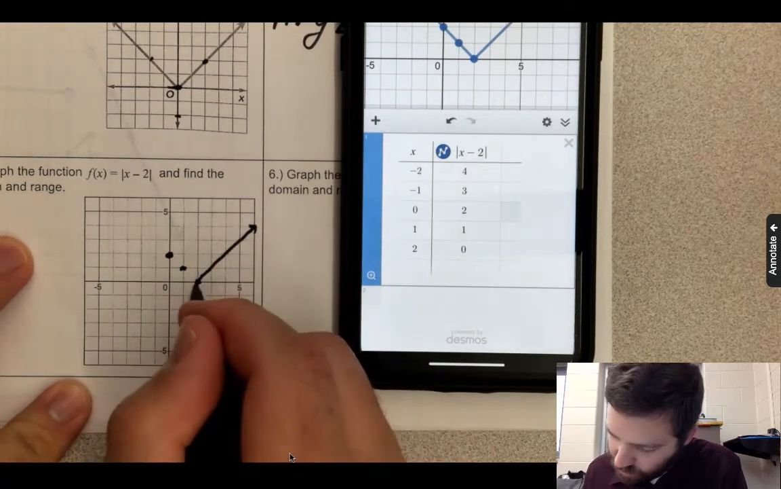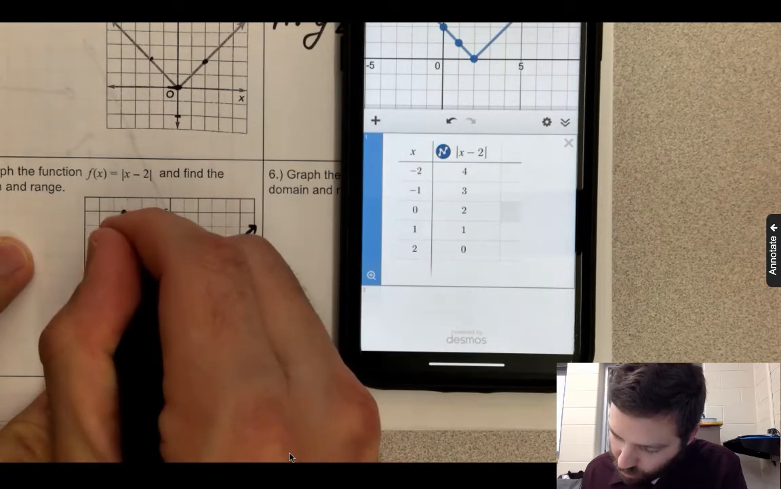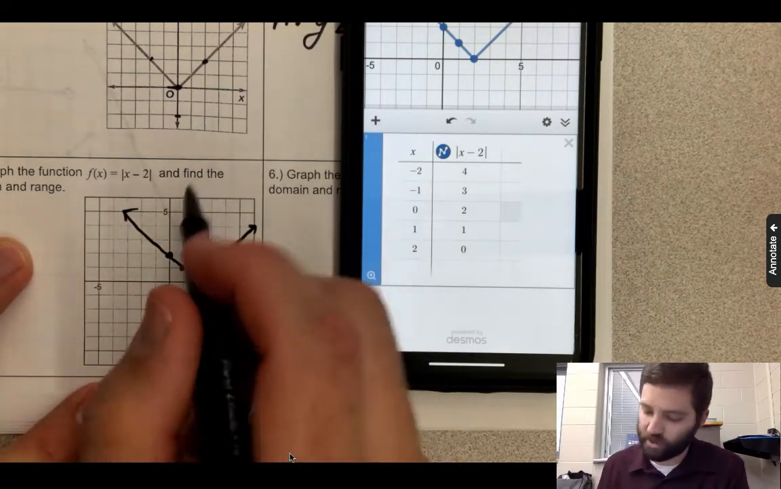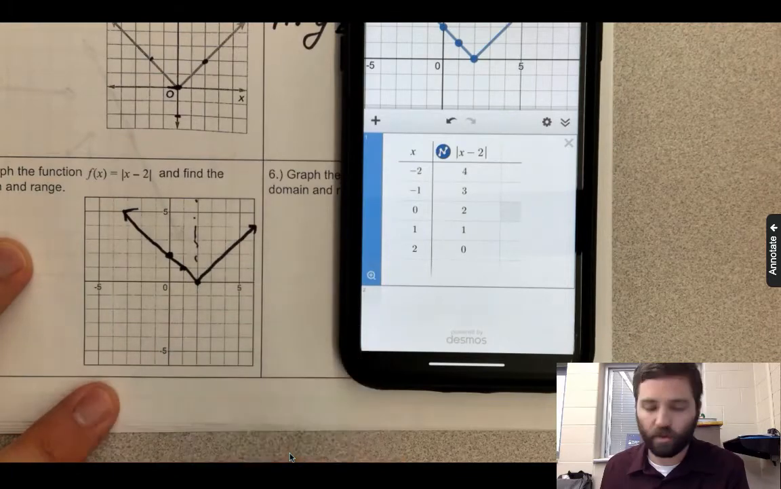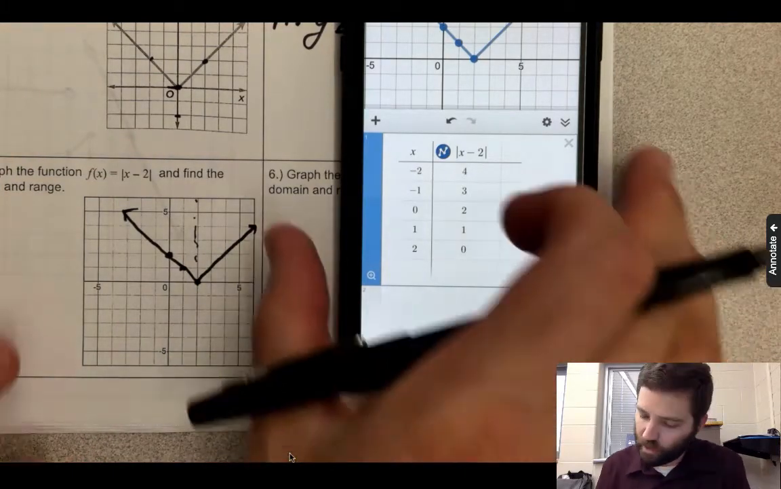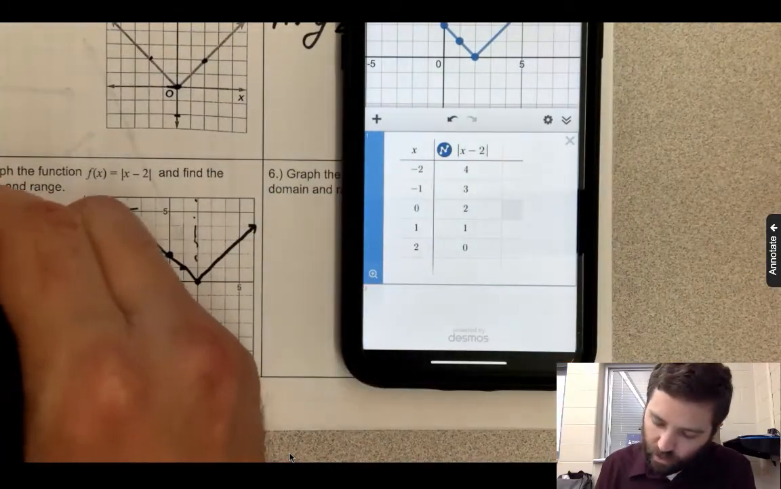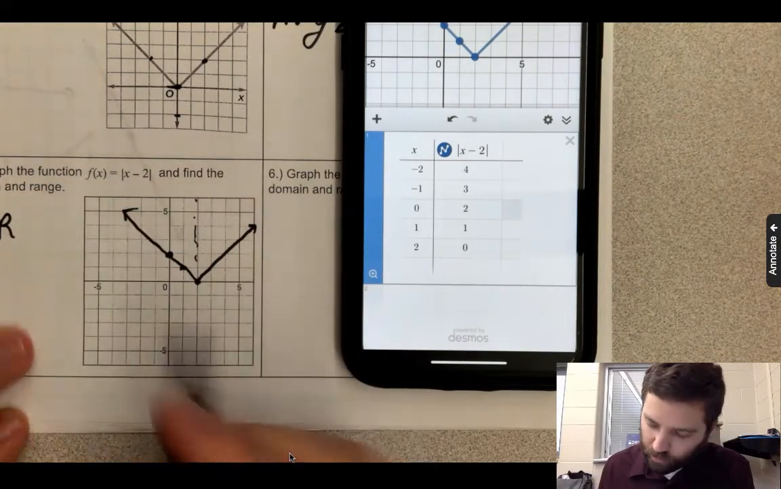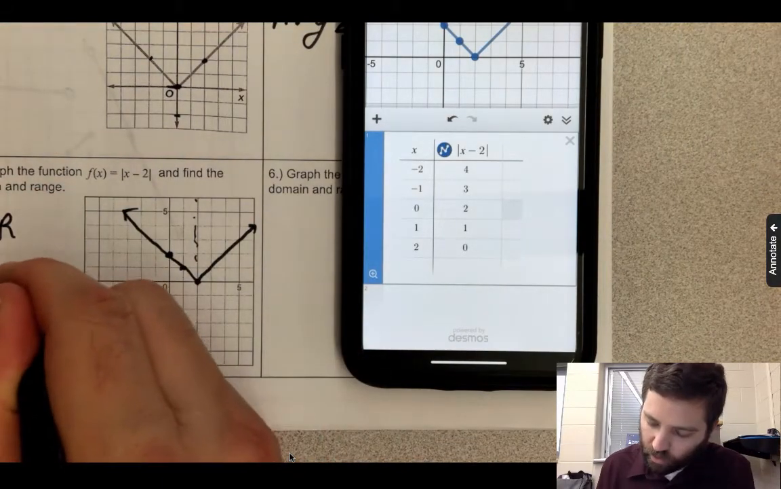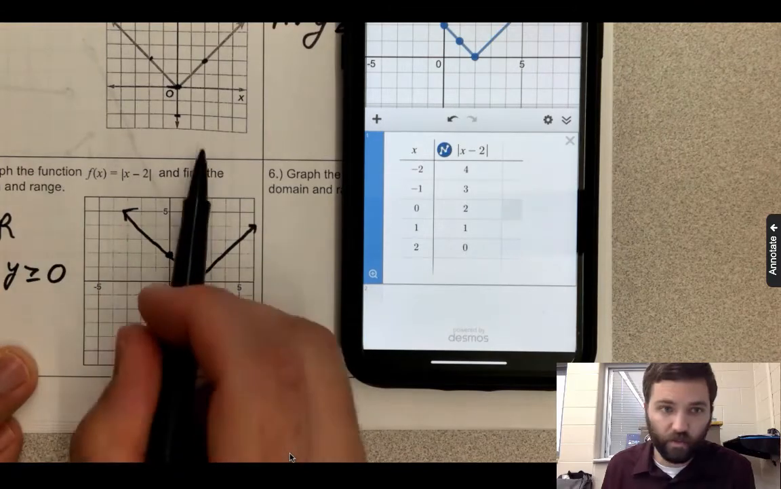This has line symmetry, by the way. Remember from an earlier section, talking about line symmetry, it's symmetric about the line x equals 2. Domain, all real numbers. Range is y greater than or equal to 0. It starts at 0 and goes up forever.